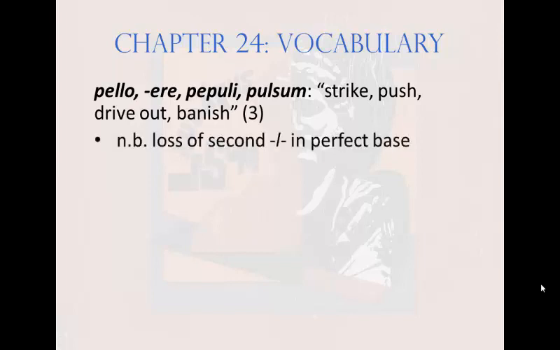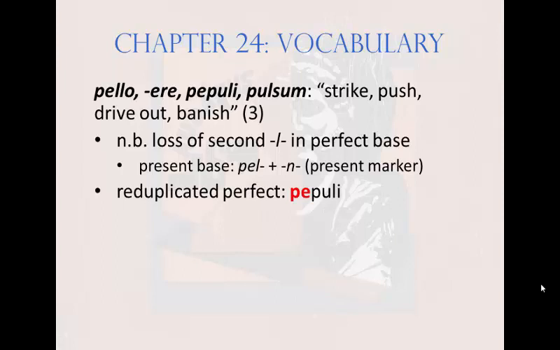There are two things worth noting about its perfect active form, the third principal part, pepuli. First, there's only one L versus the two L's in the present base, because one of the L's in the present is really an N infix, signaling that the verb is present tense. Naturally, that's not carried into the perfect tense. Also, the perfect active reduplicates, adding PE to the front of the base, creating pepuli.